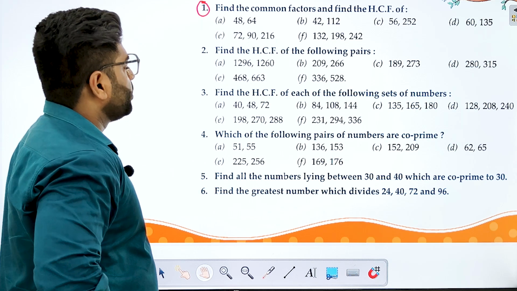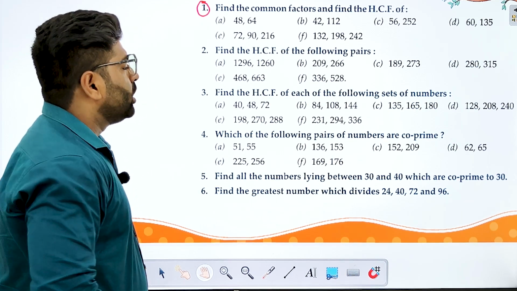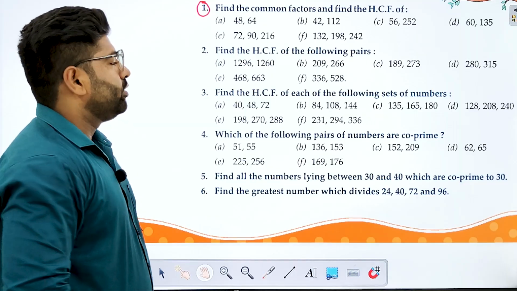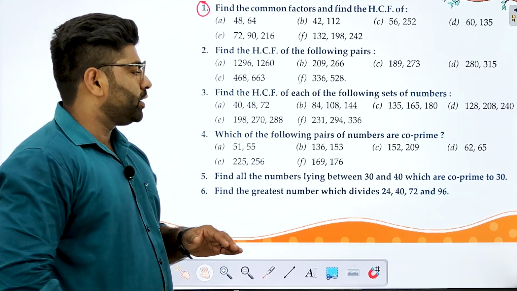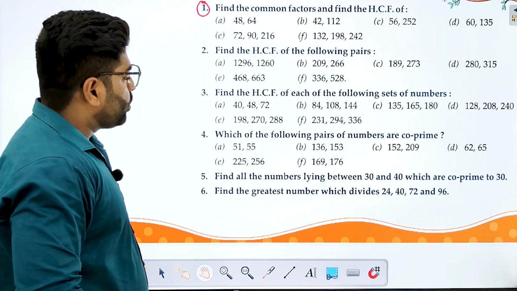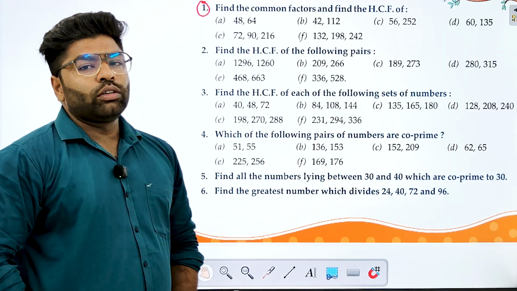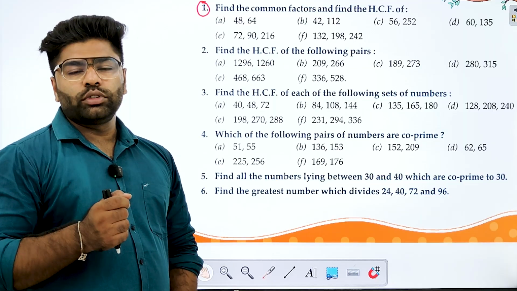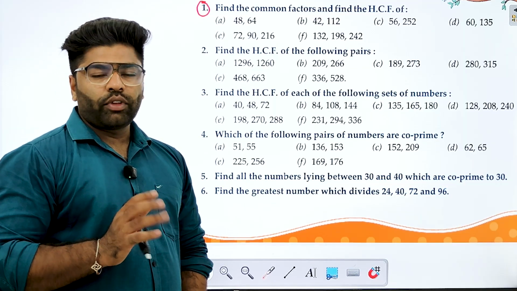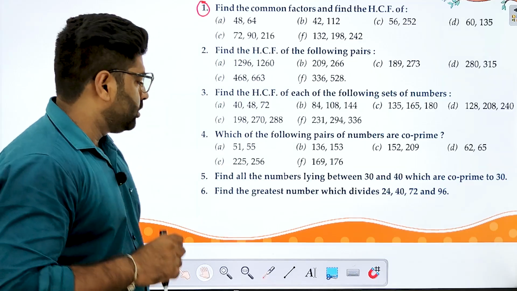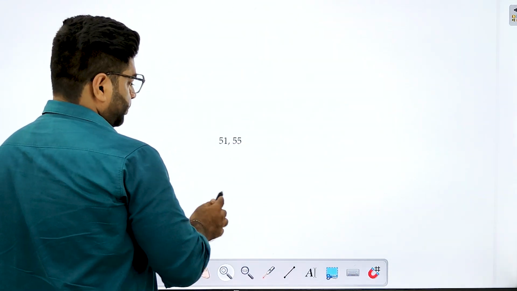Okay, now we are having question number 3. Find out the HCF of the following sets of numbers. You can use the same method which you like, that is common factor method or permutation method. Next, we are having question number 4. Which of the following pairs of numbers are co-primes? Okay, the co-primes are those numbers which have only one factor, that is 1. Clear? So, let's see. Now we are having question number 4.